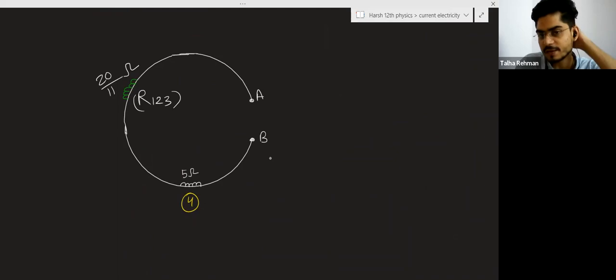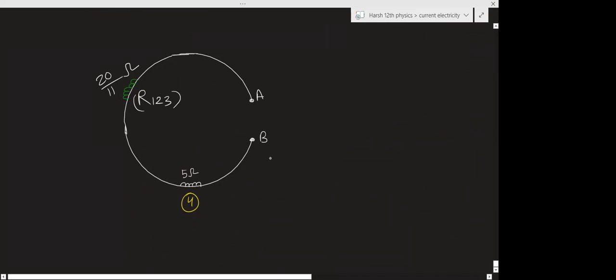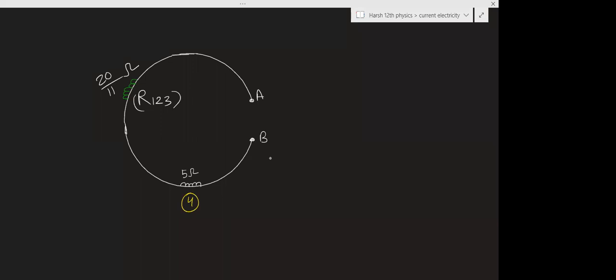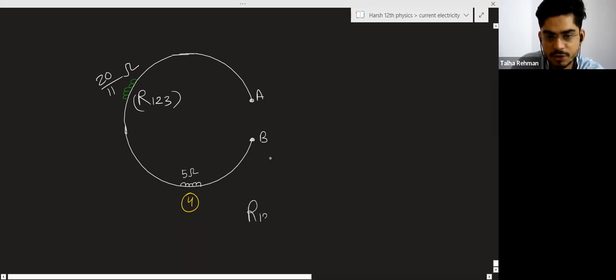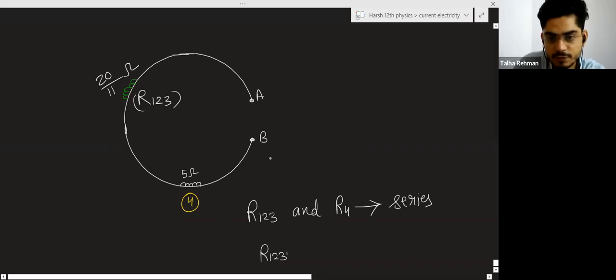Harsh, can you tell me which combination this resistance is with this resistance, as this is a single wire? Series, very good, because two resistances are connected on a single wire. So the current is the same, which means series combination. So you will say R123 and R4 are connected in series. So can we find the equivalent R1234?